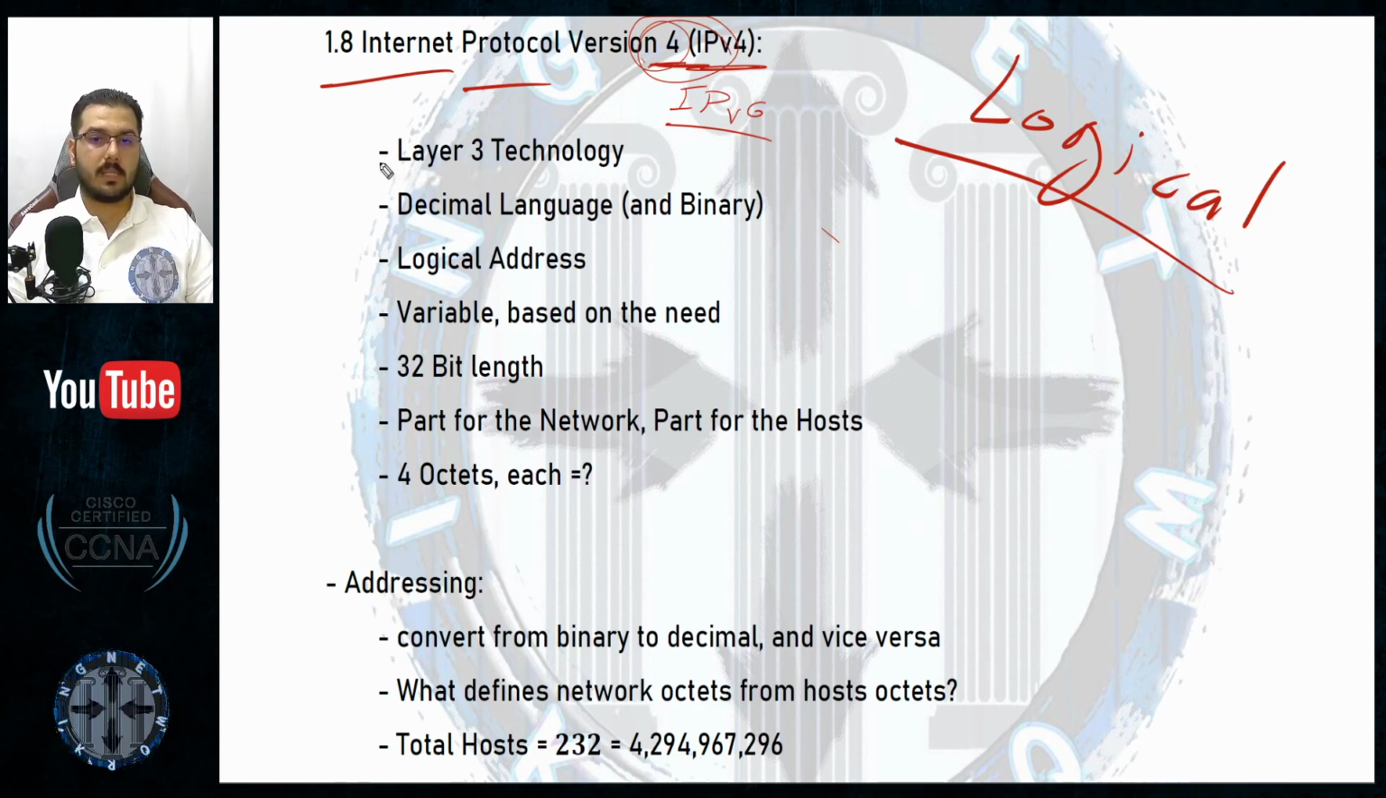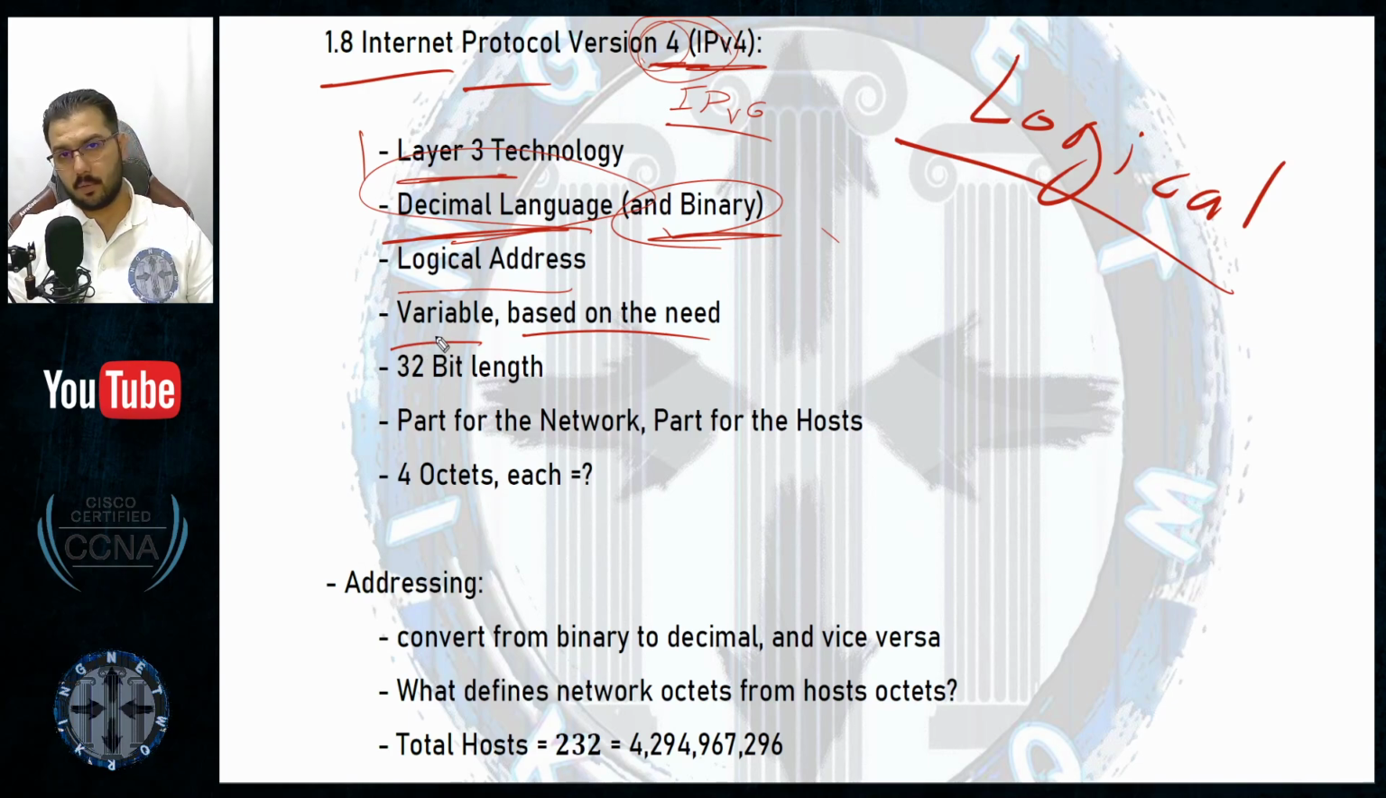So starting with the first specs of IPv4, it's a layer 3 technology, so it's encapsulated and transmitted through layer 3, the network layer of the TCP/IP. It uses the decimal and the binary together. You type the decimal and the device understands the binary. Okay, the MAC address uses the hexadecimal only. It's logical, it's variable, never stable, based on the need, based on your design, etc. Instead of 48 bits of size, it's 32 bits of size or length here, and that's it.